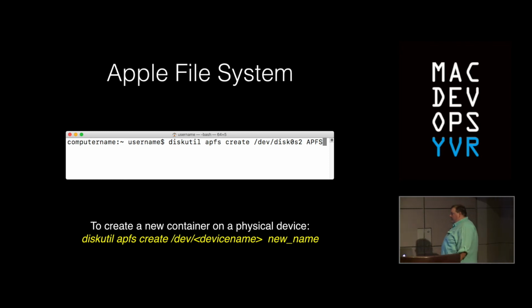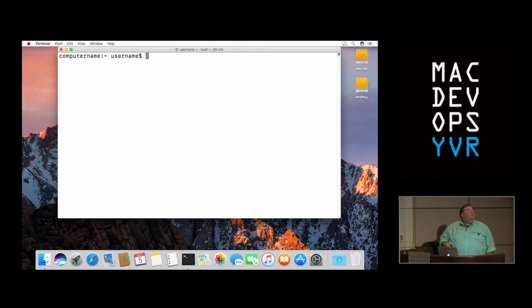Now the create verb is a convenient command that combines the functions of the create container and add volume verbs. So this will convert an existing HFS Plus drive to an empty APFS drive with an empty container, and then it'll set up one APFS volume in the container. So this is conceptually similar to the partition disk command I ran a little bit ago.